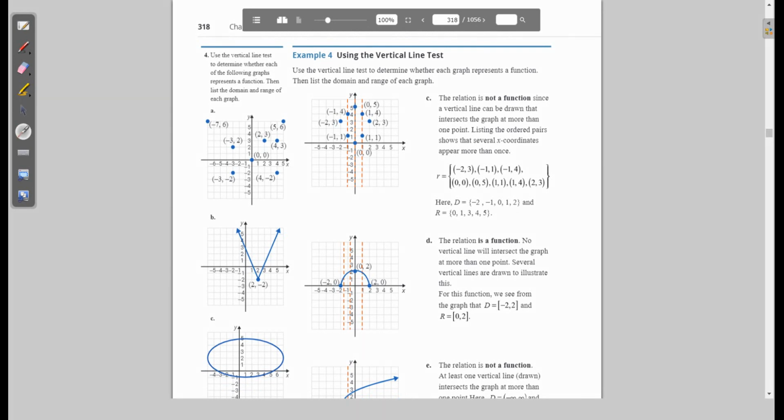Okay. So, vertical line test, it's super easy. So it's not a big deal if I don't put it in the notes, I think, anyways. So it reads: use the vertical line test to determine whether each graph represents a function. Then list the domain and range of each graph.